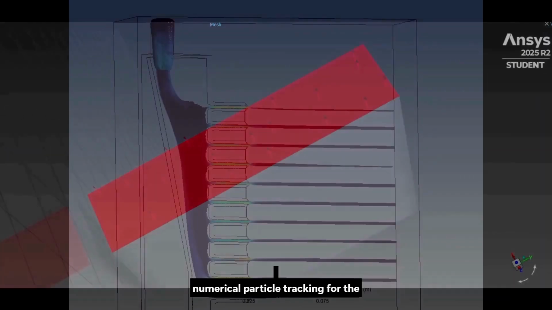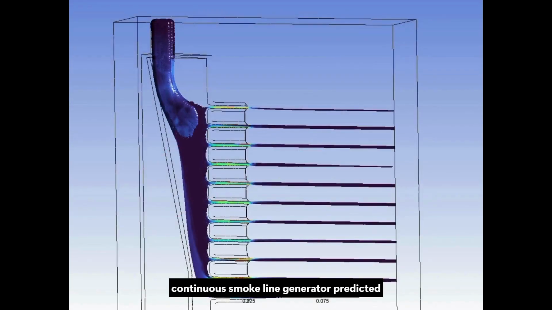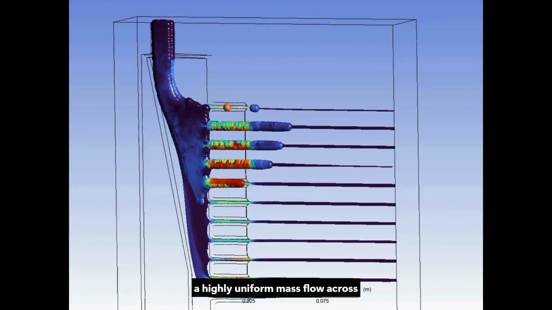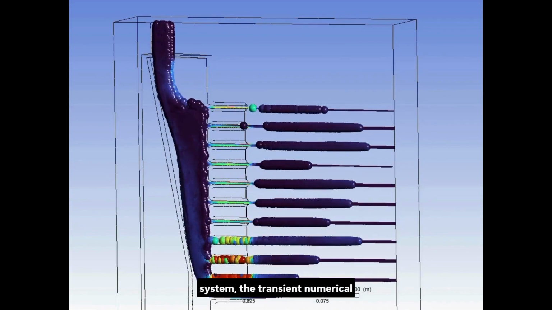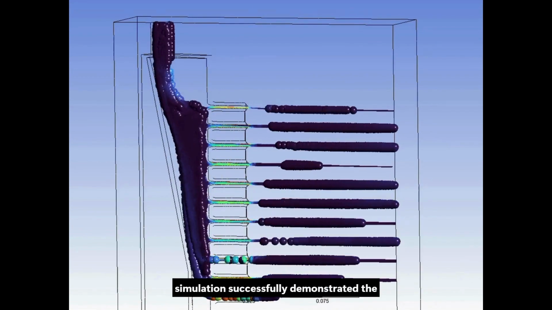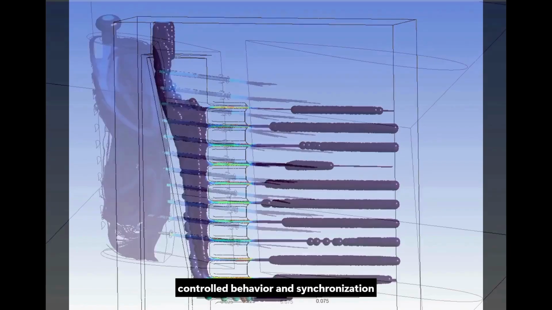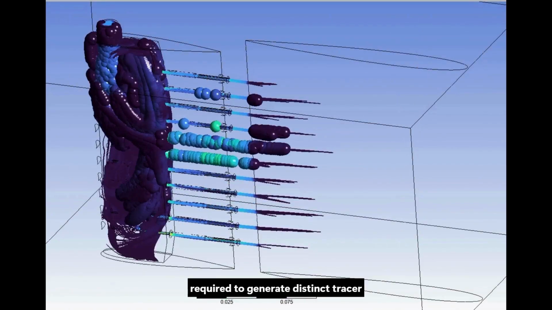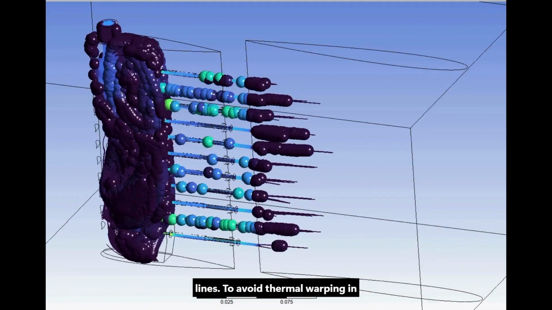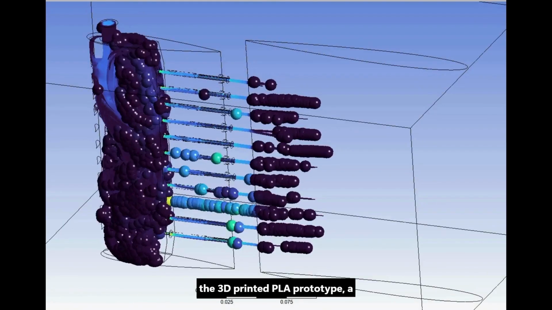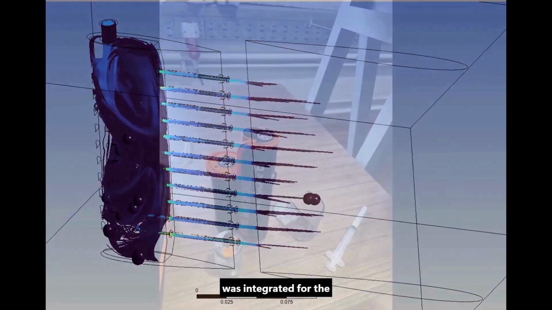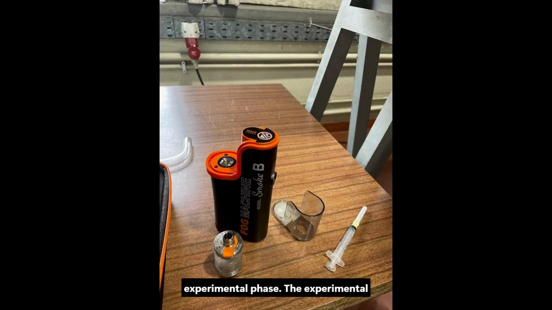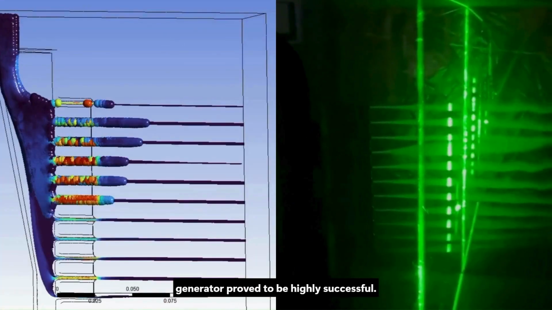The numerical particle tracking for the continuous smoke line generator predicted a highly uniform mass flow rate across all front injectors. For the segmented system, the transient numerical simulation successfully demonstrated the controlled behavior and synchronization required to generate distinct tracer lines. To avoid thermal warping in the 3D printed PLA prototype, a commercial LEANDRO cold smoke generator was integrated for the experimental phase. The experimental validation of the continuous smoke line generator proved to be highly successful.